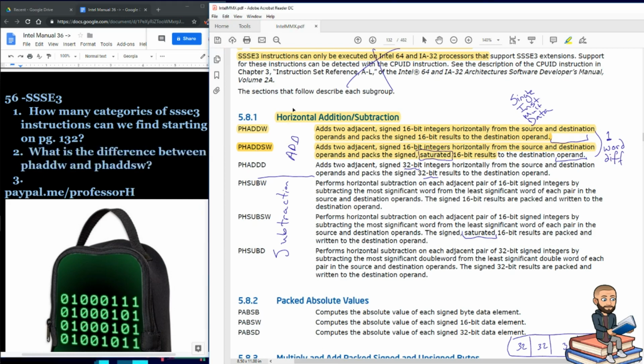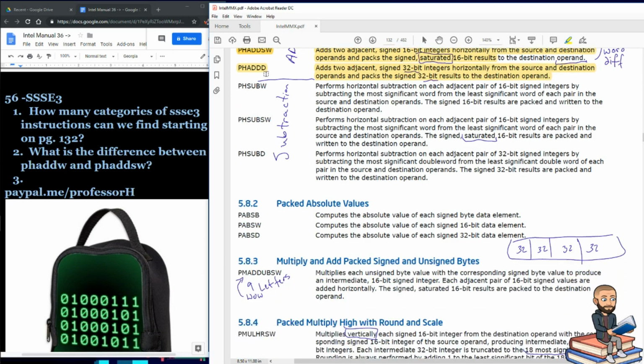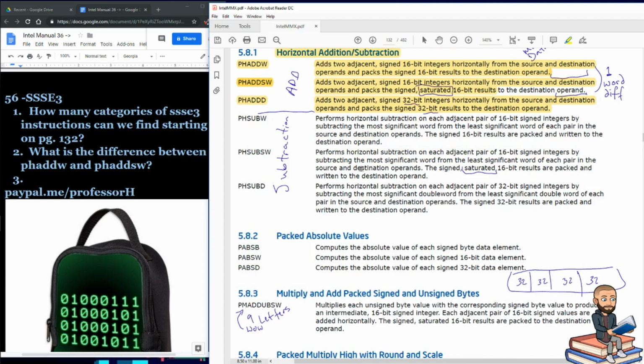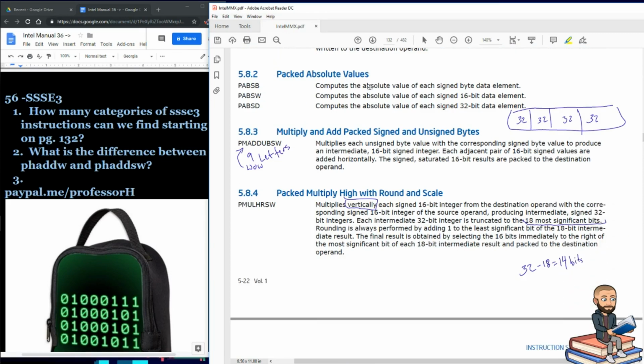Now these first three are all about adding, so our last concept of adding, phaddd with 3 d's, will just add 2 adjacent signed 32-bit integers, instead of 16, horizontally from the source and destination operands, and pack the signed 32-bit results to the destination operand. Now the three below are just so similar, but instead of addition, we're talking subtraction. So that's that whole section, horizontal addition and subtraction. I will let you read that if you'd like, but like I said, pretty much the exact same process. We start with 2 16-bit commands, the difference is saturation, and then we'll talk about 32 bits for the last one.